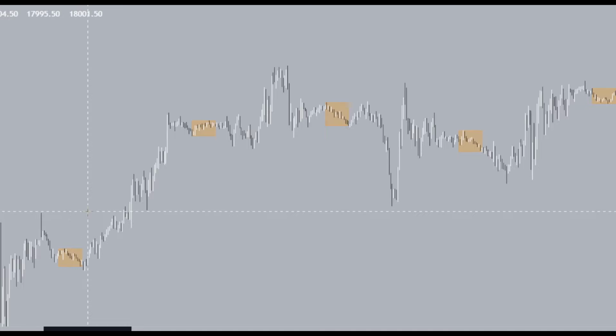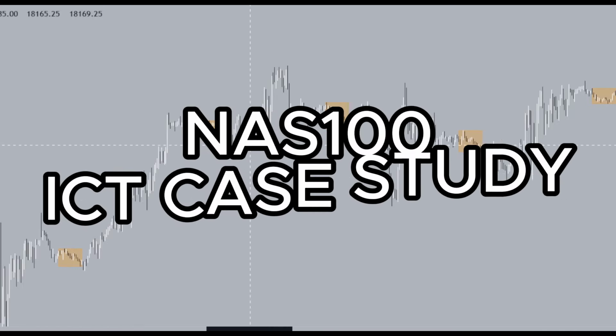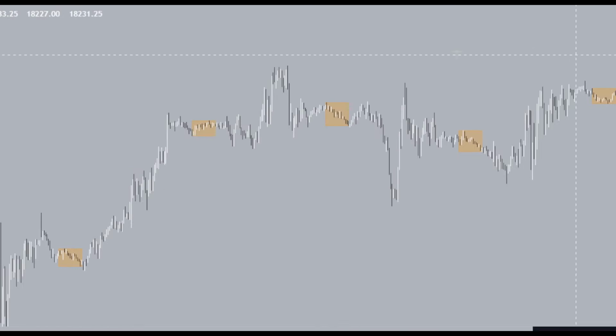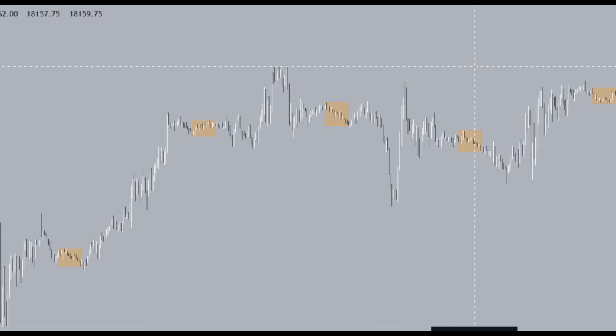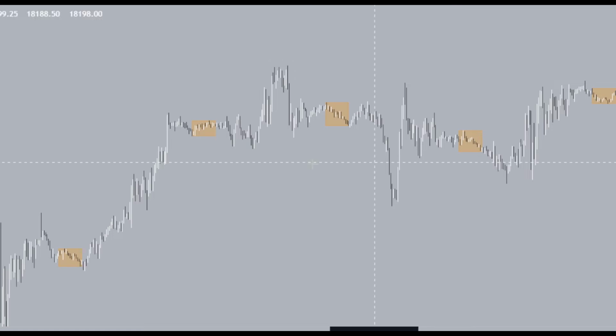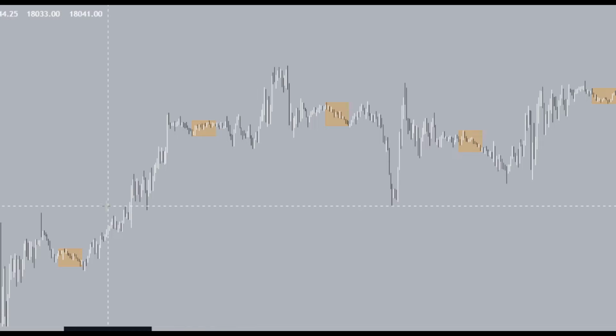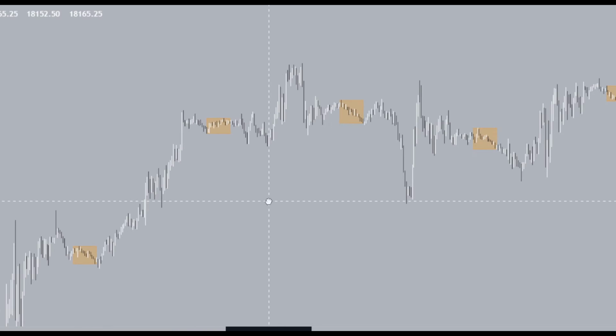Here we have a NASDAQ or NQ futures trade case study, a trade you could have potentially taken. I'm getting quite a lot of questions on NASDAQ, so I thought I'll make another case study to help as many people as possible. I personally trade the S&P 500. I prefer it more, but the NASDAQ is equally as good. If you can trade one, you can trade the other.